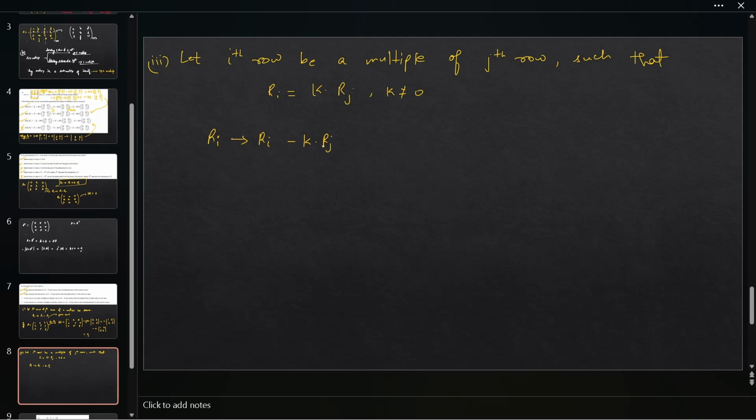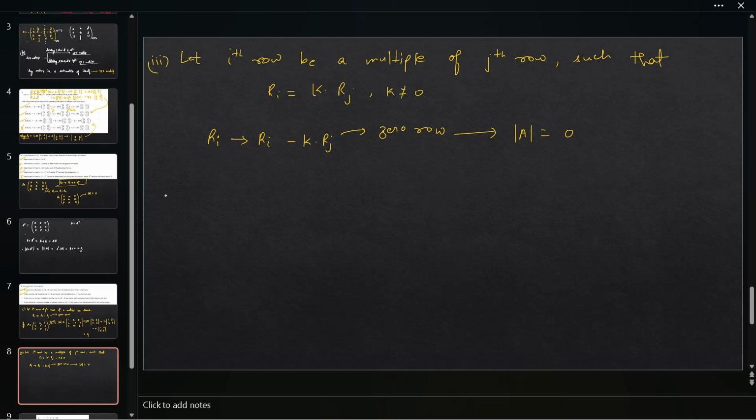And this property I have already seen, that if I add or subtract some constant times another row from a particular row, then the value of determinant remains unchanged. So that means here I will again obtain a 0 row, since R_i is basically equal to k times R_j, and the presence of a 0 row indicates the value of determinant of A as 0.